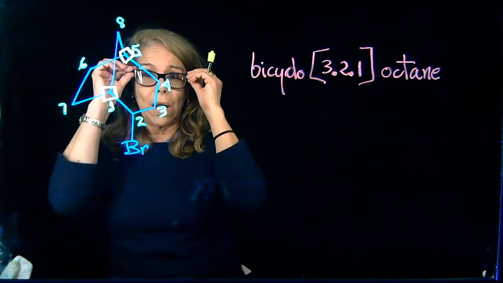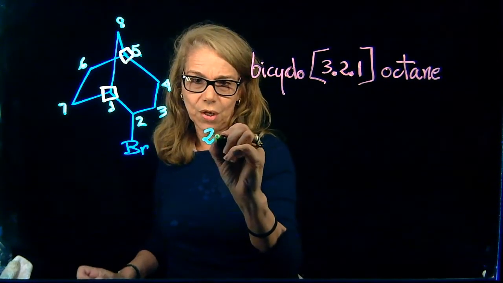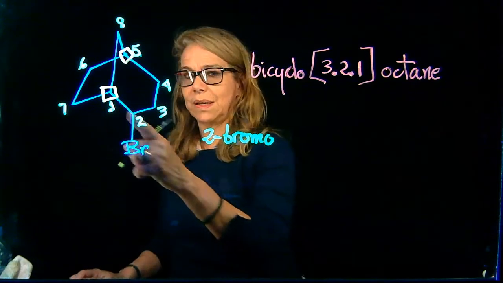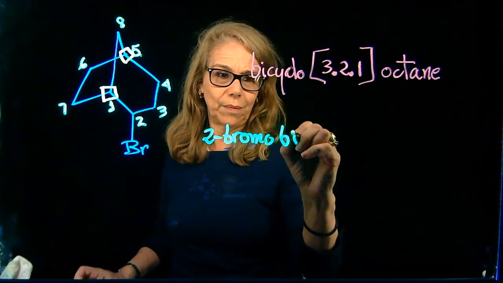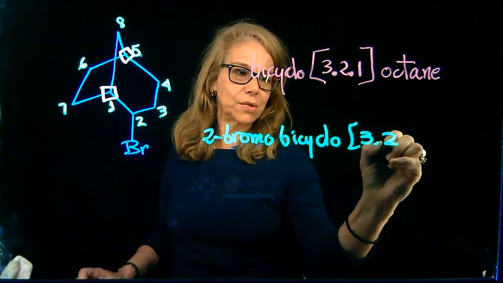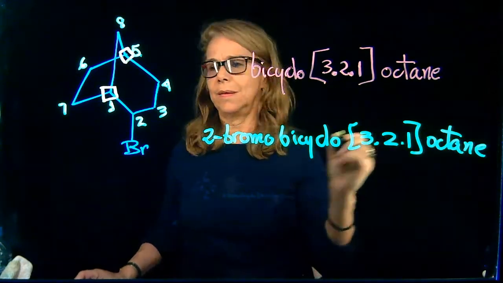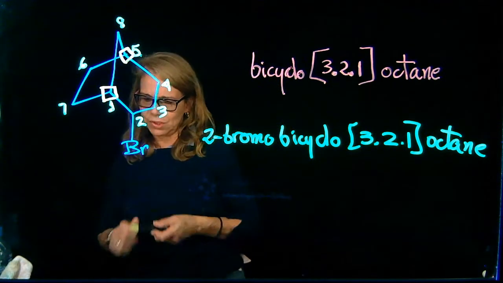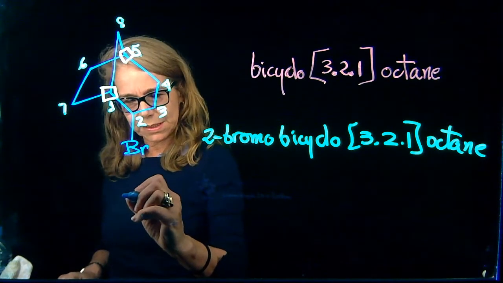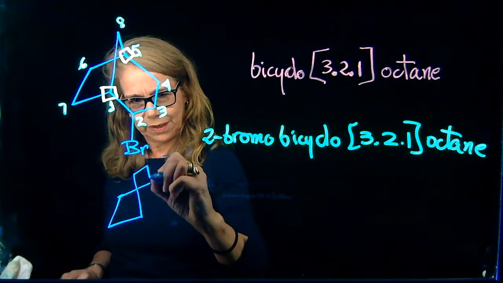So now I can complete the name of this compound. This is called 2-bromo, and then I say bicyclo 3, 2, 1 octane. Okay, let's change more things to that. Well, I'm going to draw another structure. Being lazy here. So now I have this.